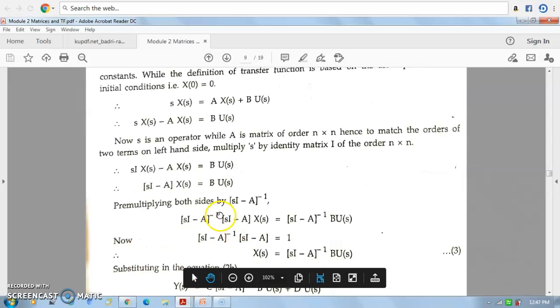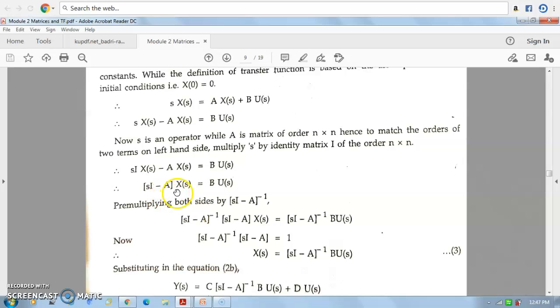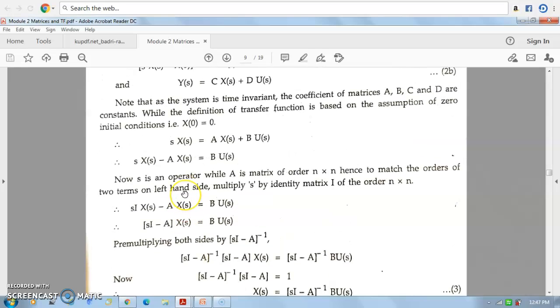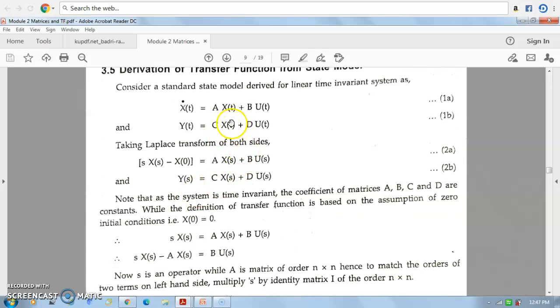Okay. Next, multiply both sides by sI minus A inverse. Why am I multiplying by sI minus A inverse? Because I need X of s. See here, what I said at the start, I have to remove X of t, right?